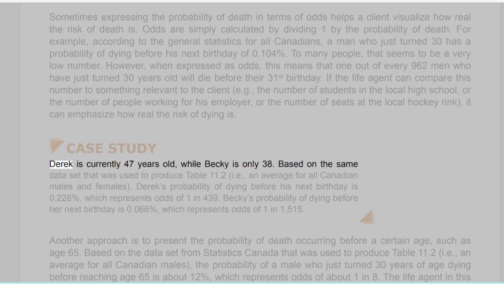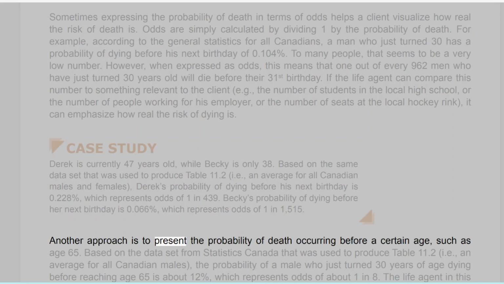Case study: Derek is currently 47 years old, while Becky is only 38. Based on the same data set that was used to produce Table 11.2, i.e., an average for all Canadian males and females, Derek's probability of dying before his next birthday is 0.228%, which represents odds of 1 in 439. Becky's probability of dying before her next birthday is 0.066%, which represents odds of 1 in 1,515.